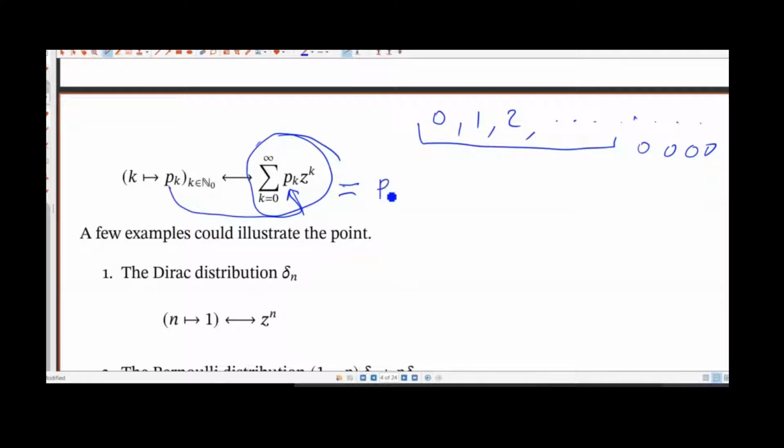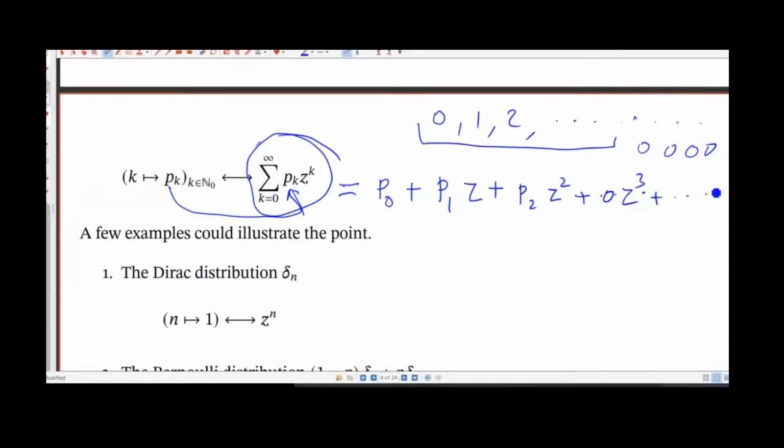The first term will be p0. The second will be p1 z. The third will be p2 z squared, and so on. Yeah. And if, for example, your distribution stops here, let's say there is nothing further, so all the others will automatically be 0. So it will be 0 times z cubed plus 0 times, and so on.